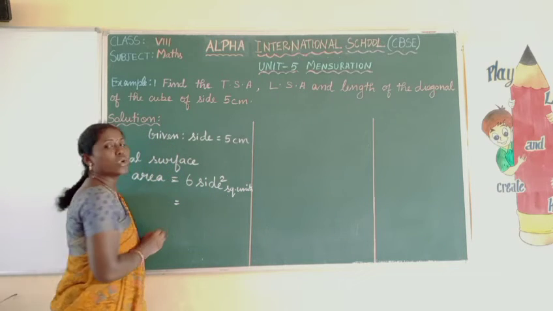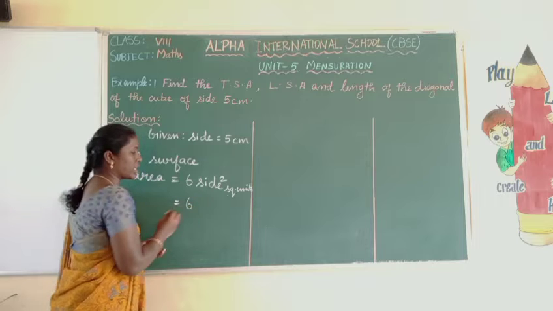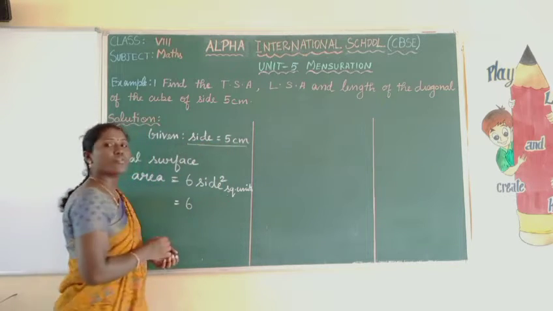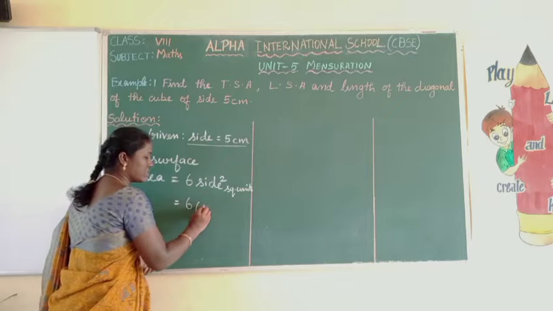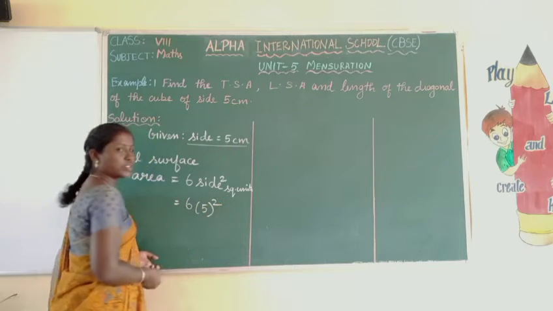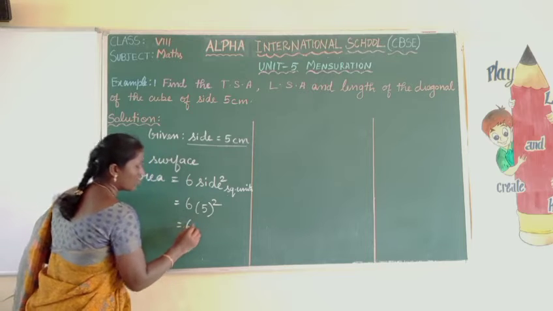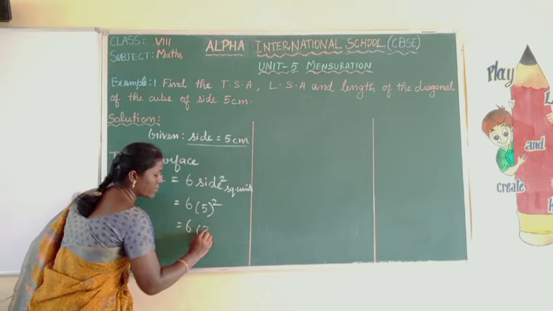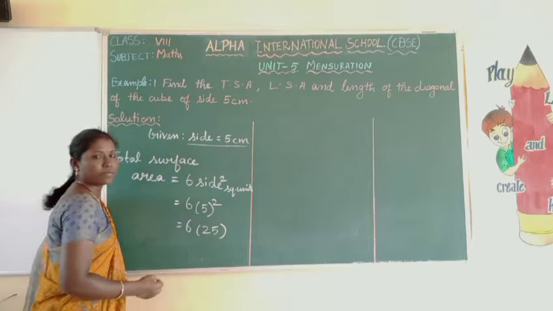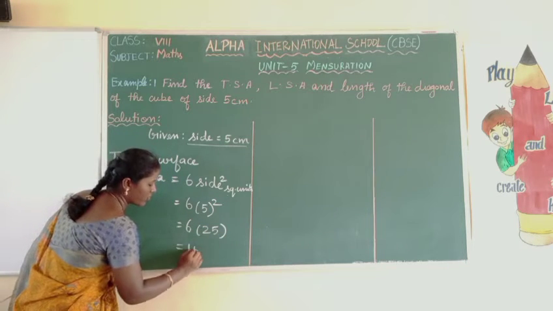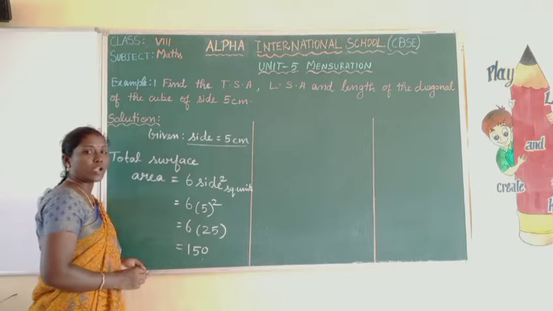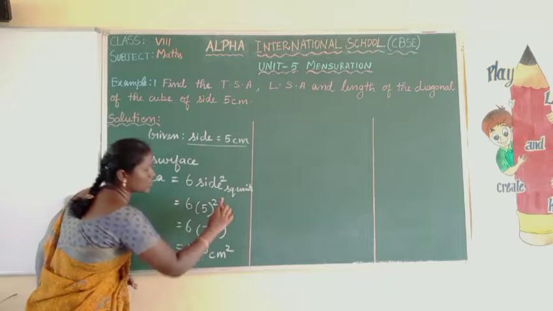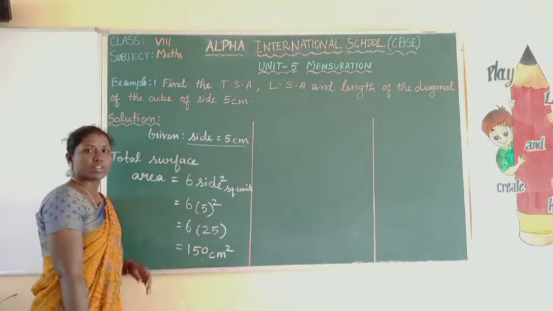Yes, good. What is 6? 6 is a number, keep it as it is. Side square. What is the side given in the question? 5 centimeter. Very simple. Just substitute the value of 5. 5 square. So 6, 5 square. 5 square is 5 into 5, which gives the value 25. So 6 into 25. If you multiply 6 into 25, we get the value 150 centimeter square, because square units, so centimeter square. That's it.